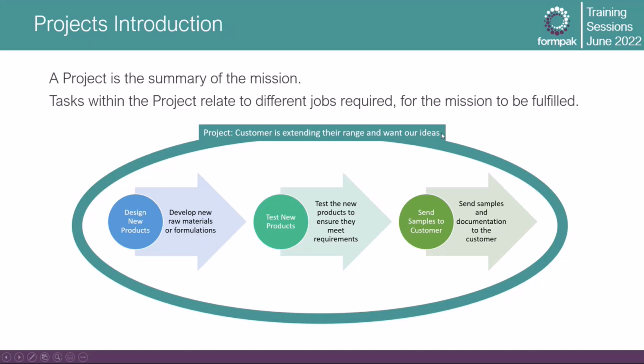So that's the mission of the project, and then tasks within the project relate to the different jobs that are required in order for the mission to be fulfilled. In this kind of project, we might have 3 tasks. One might be to design new products, which could be to develop new raw materials or formulations. We may then have a second task to test those products to make sure they meet the requirements. Maybe there are some physical tests or other parameters that need to be established. And then a third task might be to send samples to the customer so that they can review them and hopefully approve them. So that's an example of a project and some tasks that might be in it.